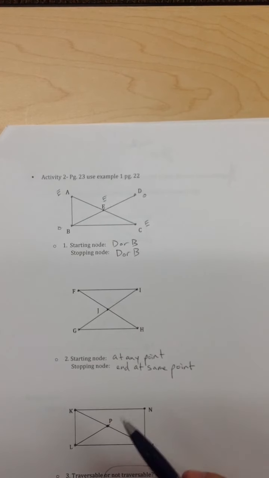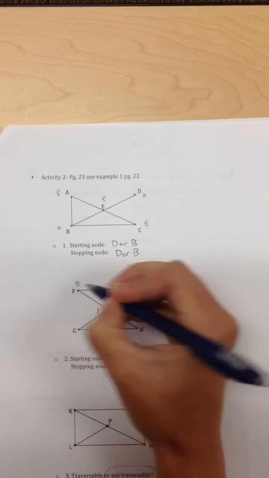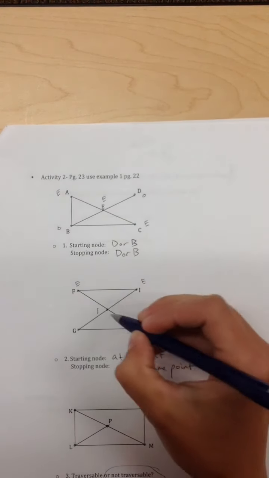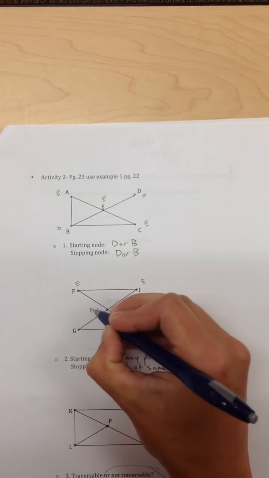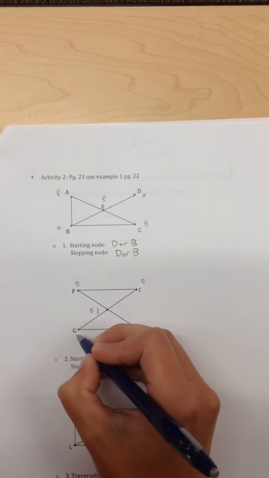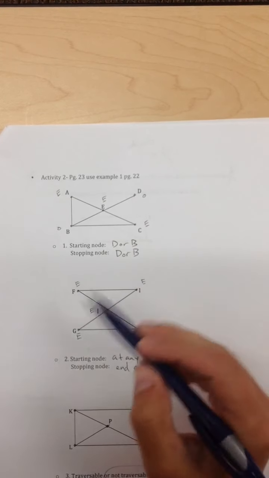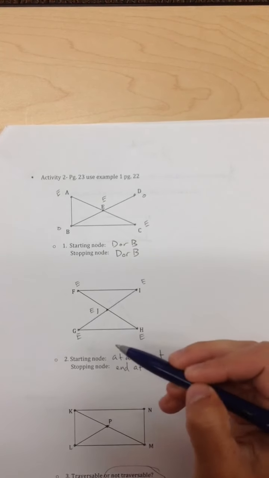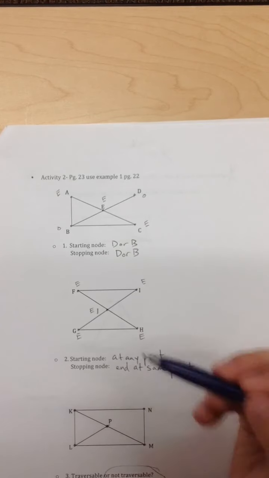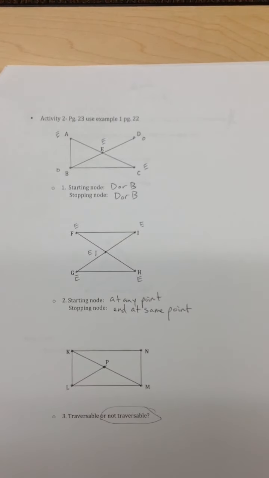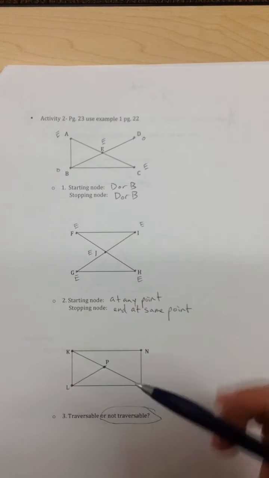If we go to this next one, we've got F, with 2 coming off of it, so it's even. I, 2 coming off, so it's even. J, 4 coming off, so that's also even. G is even with 2, and H is also even with 2. Since all of those are even and we have 0 odd nodes, that's less than 2, so we're good. Now this last one is not traversable, and I'll show you why.